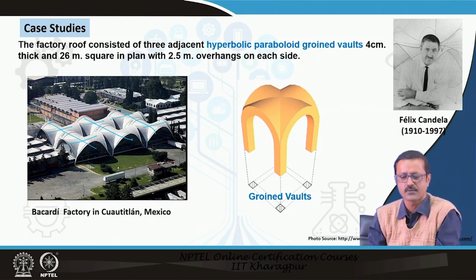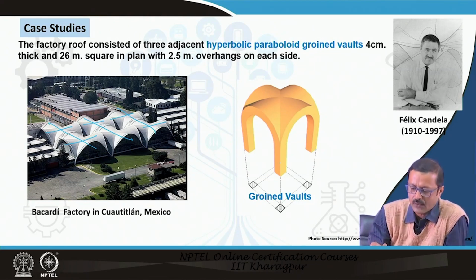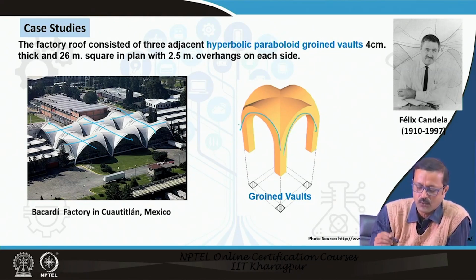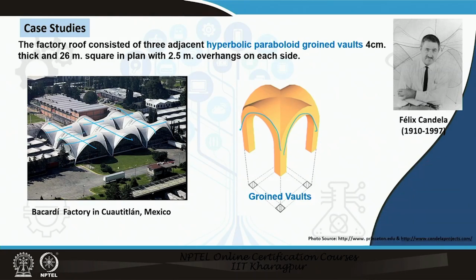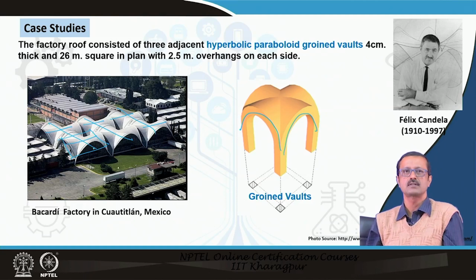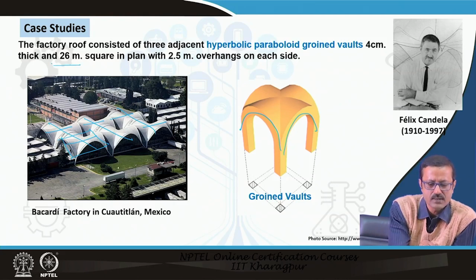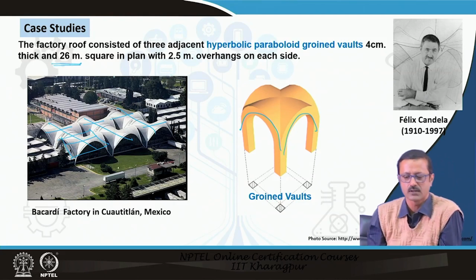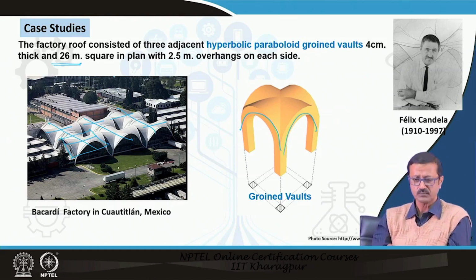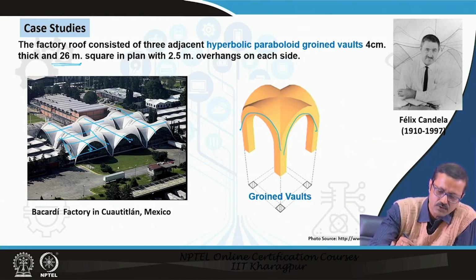The 6 units have a hyperbolic paraboloid shape, and this creates a kind of vault. One module is a vault, and this vault is 4 centimeter thick RCC, and it takes care of almost a 26 meter span with a square plan, with a 2.5 meter overhang on each side.